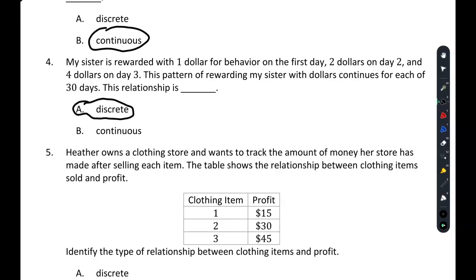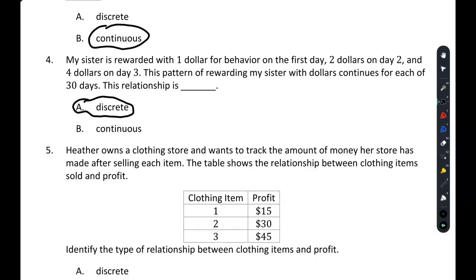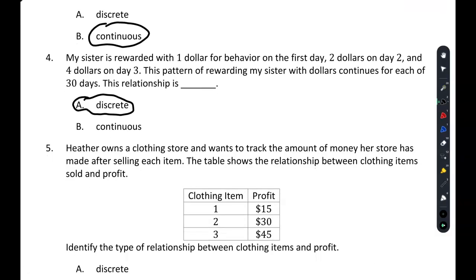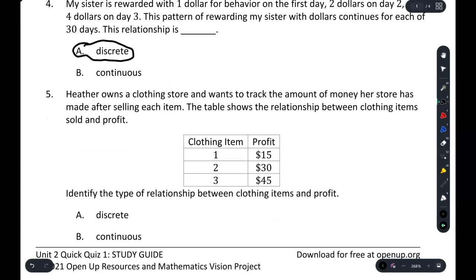Heather owns a clothing store and wants to track the amount of money her store has made after selling each item. The table shows the relationship between clothing items sold and profit. Each clothing item looks like $15 each. One item sold is $15, 2 items sold is $30. So these are items that you can count. There's no in between items here, so this is going to be discrete.